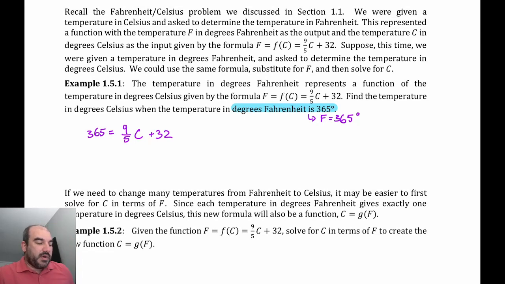Right, once we've set it up this way, it is as straightforward as just solving for C. So let's go through the steps of doing that. The first thing we would want to get rid of is the 32. So we're going to subtract 32 from both sides. Get 333 equals 9 over 5 C. And then can anyone tell me how we're going to get rid of this 9 over 5 so that we can get C by itself?